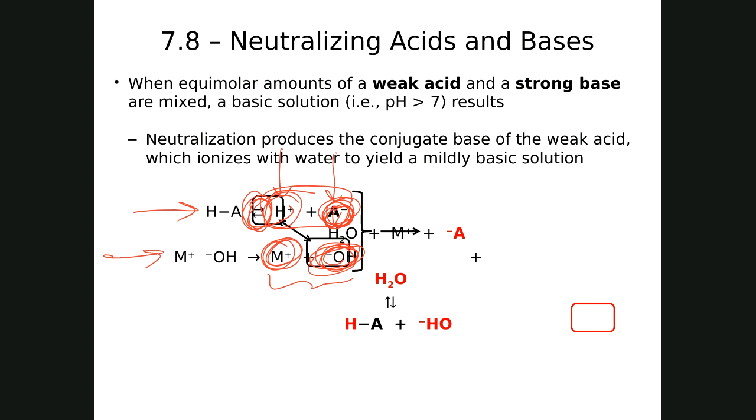What ultimately is produced and released into the solution at the neutralization point is the metal that came with the base combined with the conjugate base of the acid. Now, because this is the conjugate base of a weak acid, that conjugate base is itself a weak base, okay?